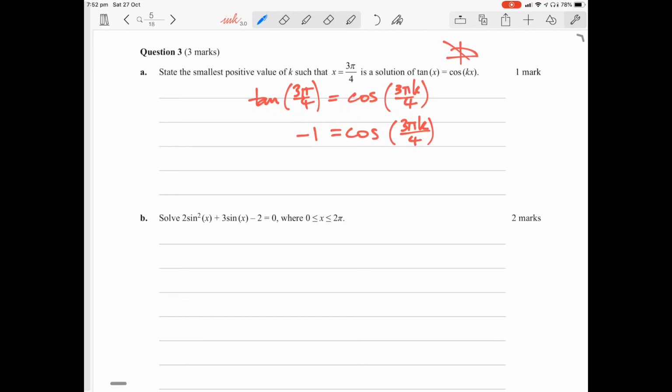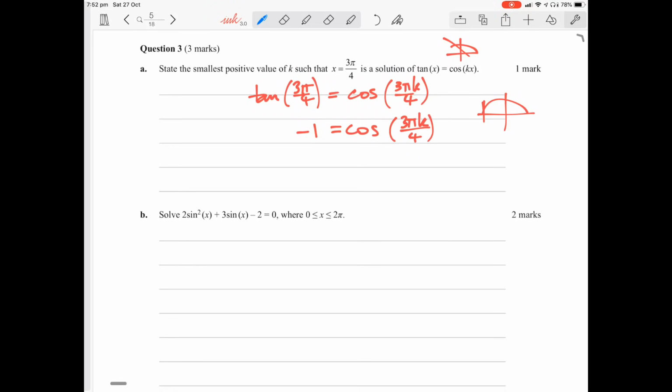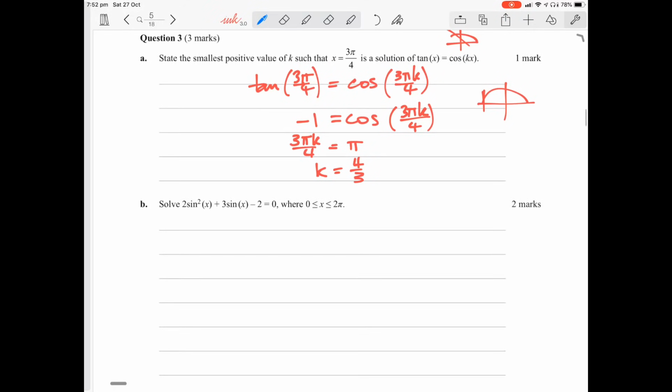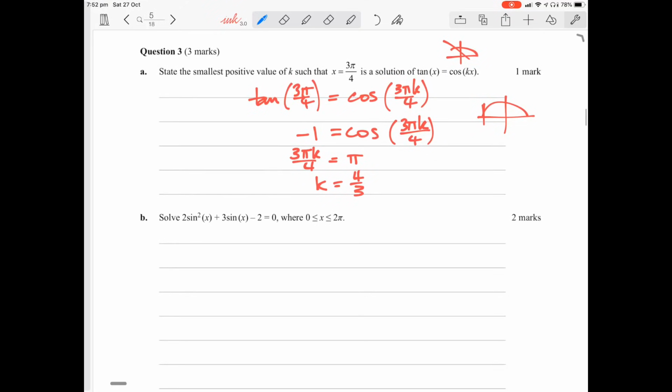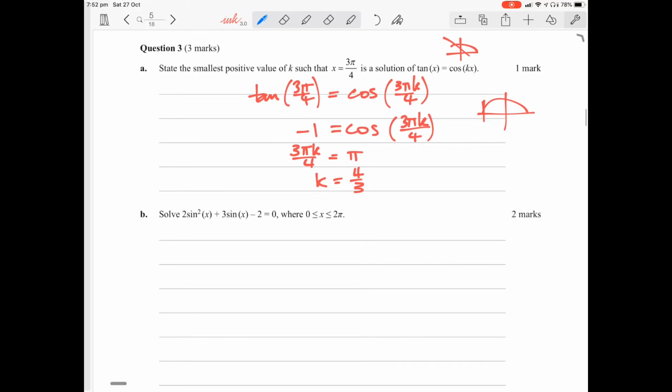Cos inverse of negative 1, when does cos first equal negative 1? When it's pi. So 3 pi k on 4 is equal to pi. Okay, when we divide that to the side, we're going to get k is equal to 4 on 3. So the smallest possible positive value of k such that x equals 3 pi on 4 is a solution of tan x equals cos kx.